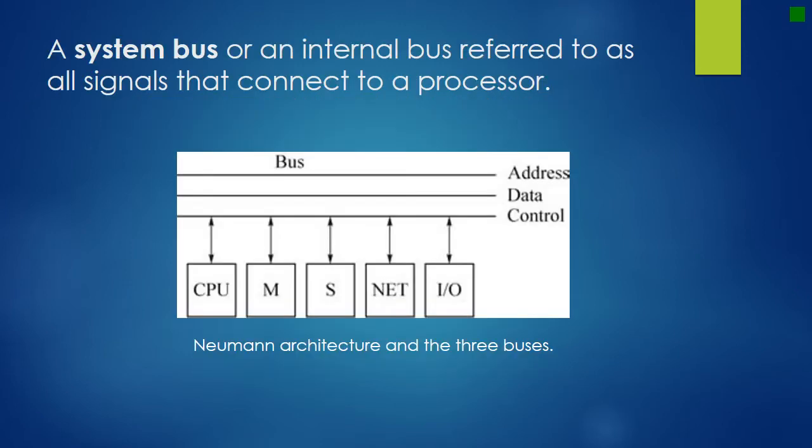Usually, a system bus consists of three subsystems: an address bus, a data bus, and a control bus. The system bus refers to all signals that connect to a processor, for example, the CPU. We also have the memory, the secondary storage, the network interface, as well as the I/Os, which are connected with those different kinds of buses.